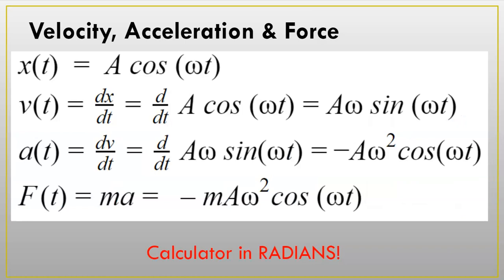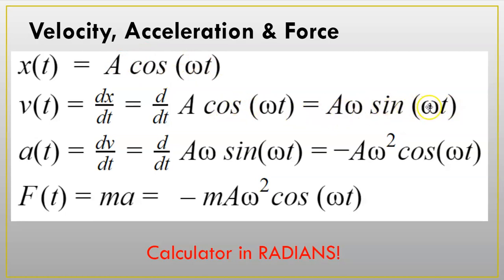Now, since we've got the position of this thing, x equals A cosine omega t, it would also be nice to know the velocity and the acceleration. Some of you have had calculus, and if you have, then you know that the velocity is the derivative of x with respect to t. When I take the derivative of this up here, A cosine omega t, then I'm going to get a sine omega t.